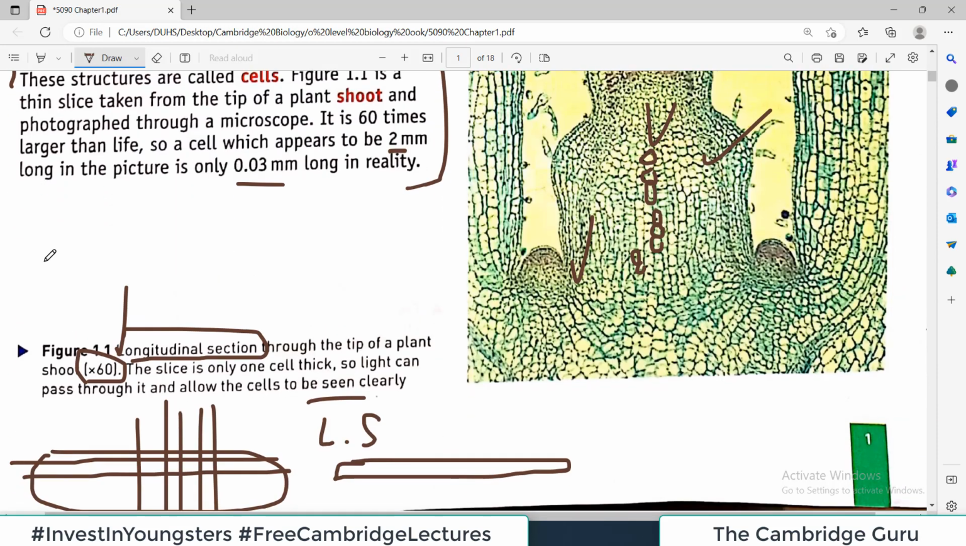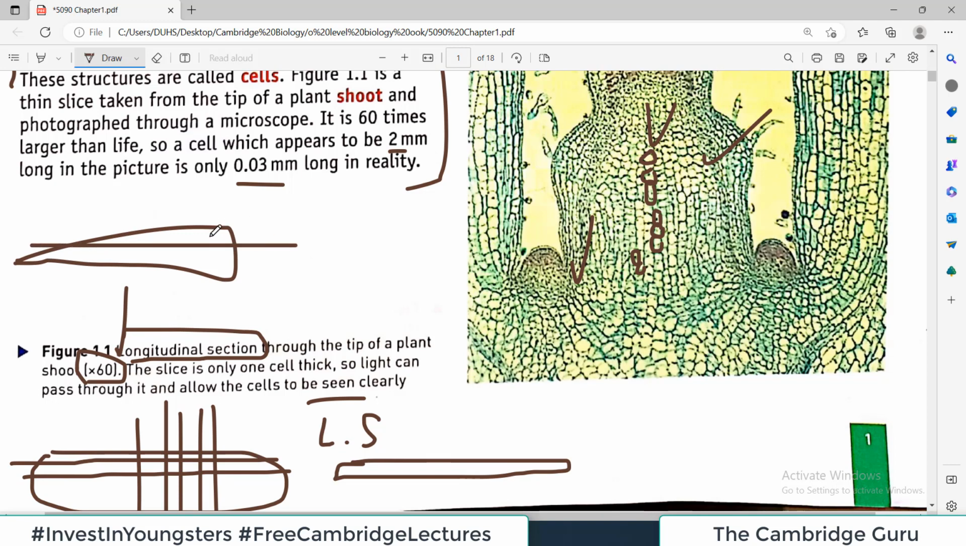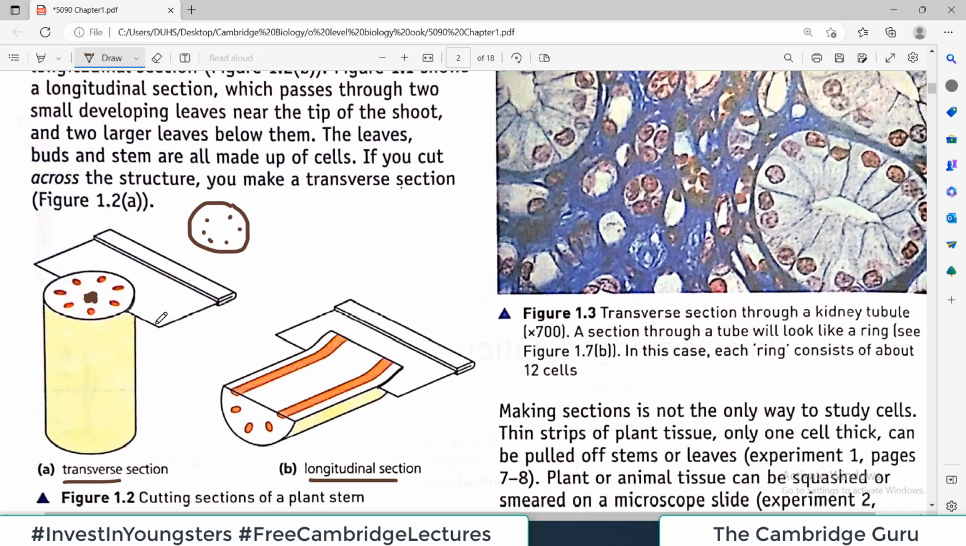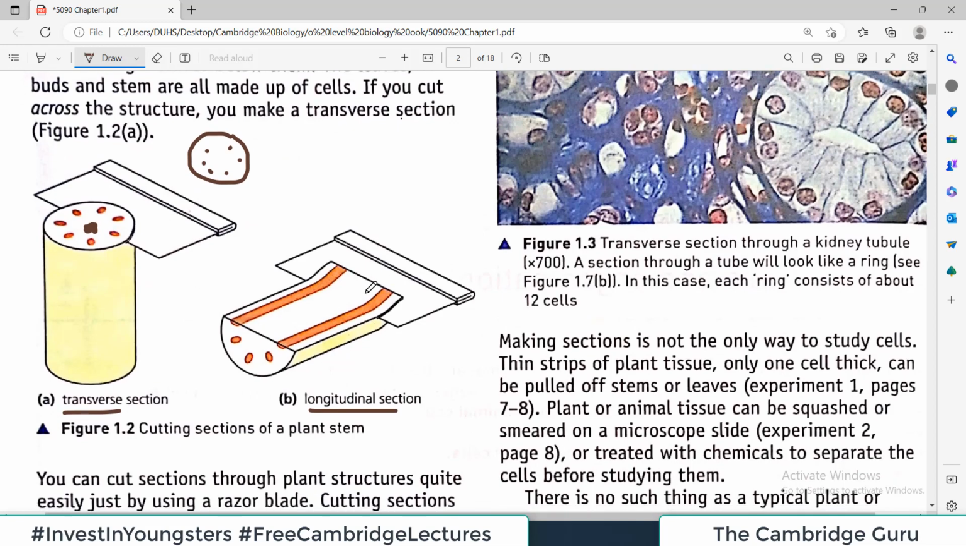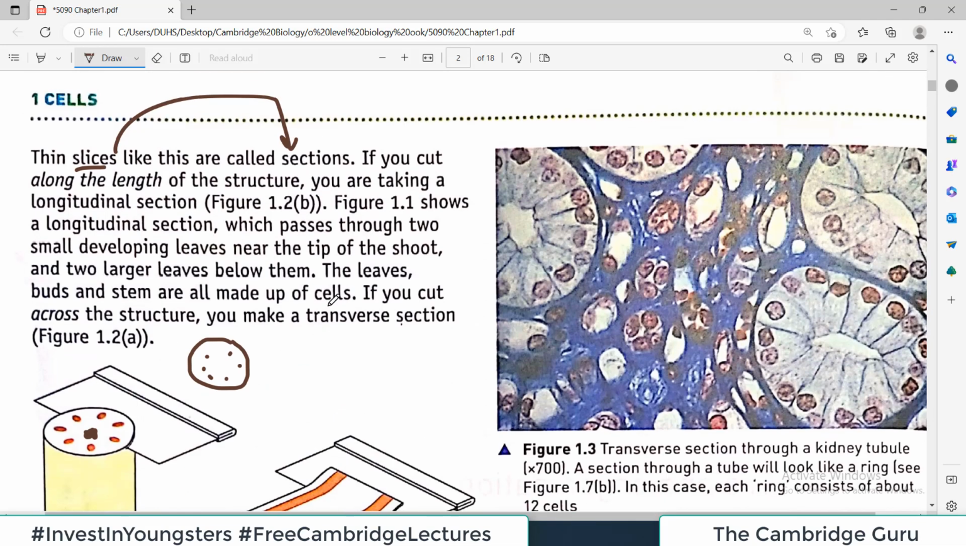Think about carrots. If you have a carrot there and you cut the carrot in this way, this is a longitudinal section. But if you don't cut it in a longitudinal way, you cut it like this, then this is a transverse section. Okay, so a transverse section is a horizontal section, and a longitudinal section is along the long axis. So these two terminologies you should be very clear about.